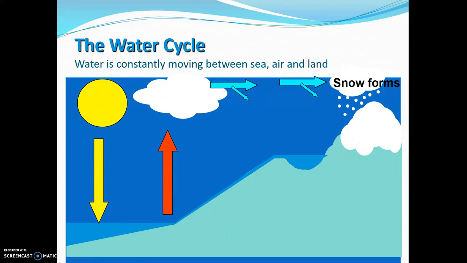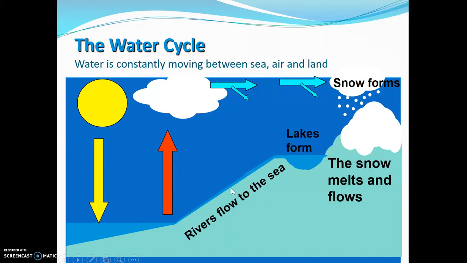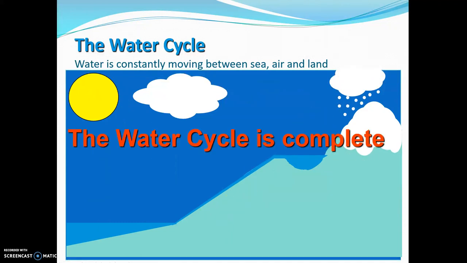And to kind of complete the water cycle and to keep the cycle going, what happens is the snow melts, starts to flow down mountain caps. At some point, lakes form. From these lakes, rivers can form, and usually the water returns back to the ocean through rivers or through a process called runoff. And once again, the water cycle is complete.